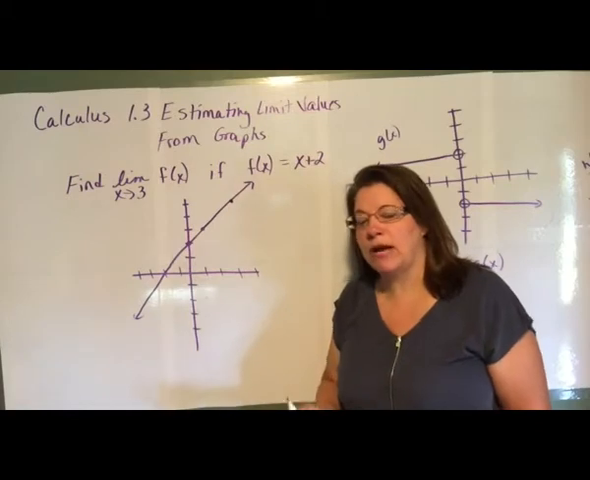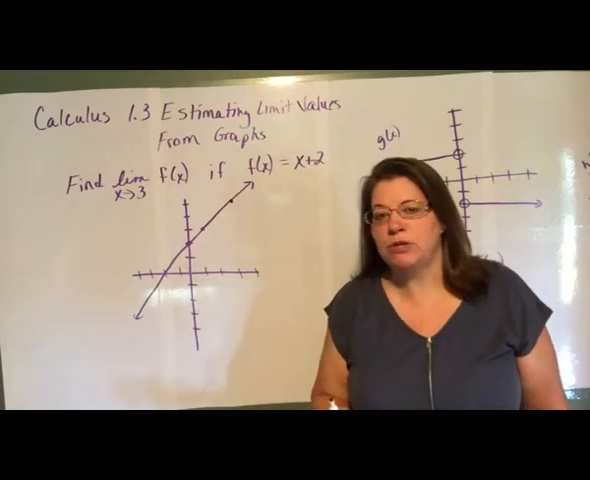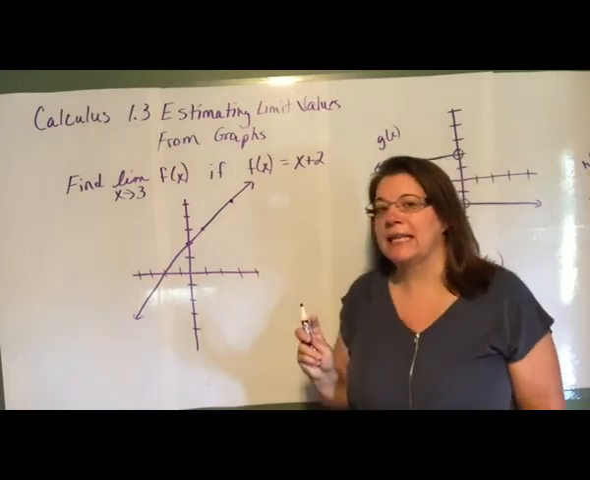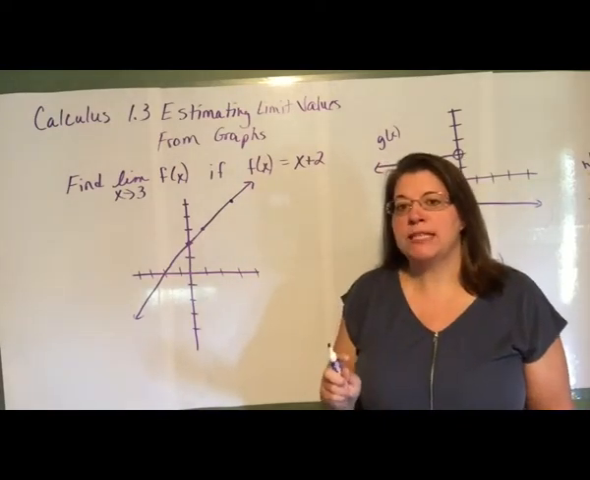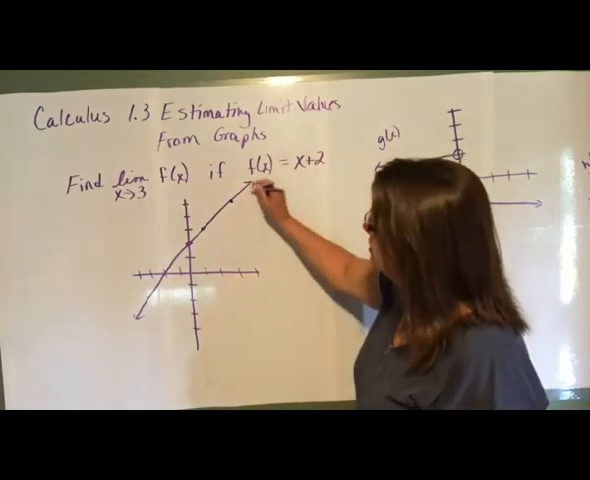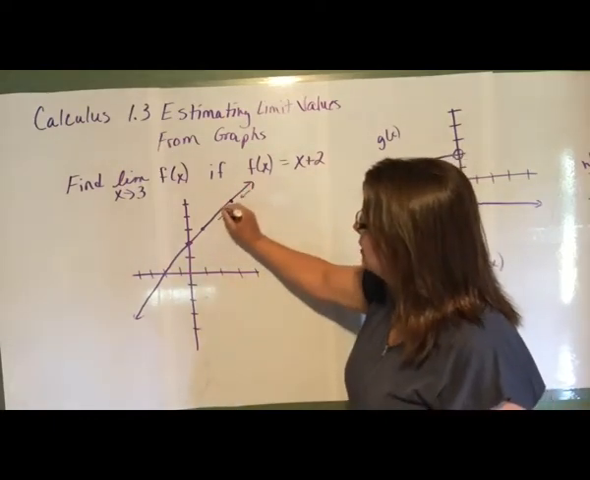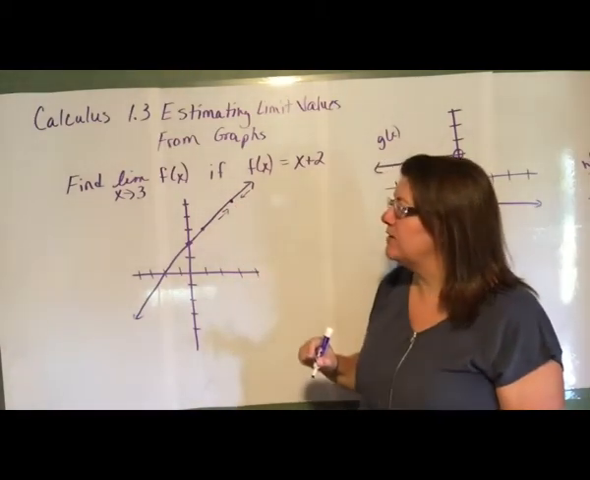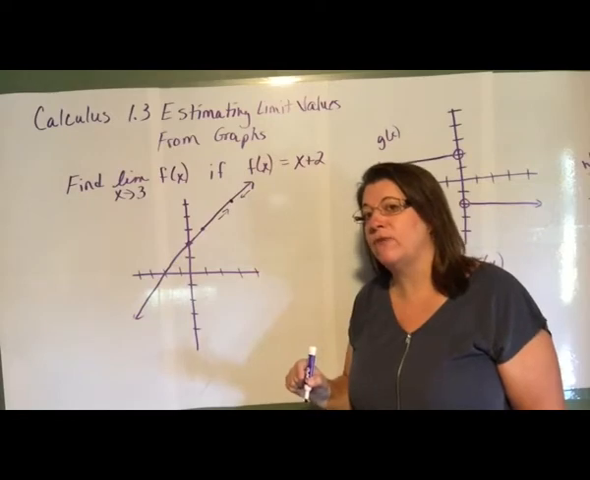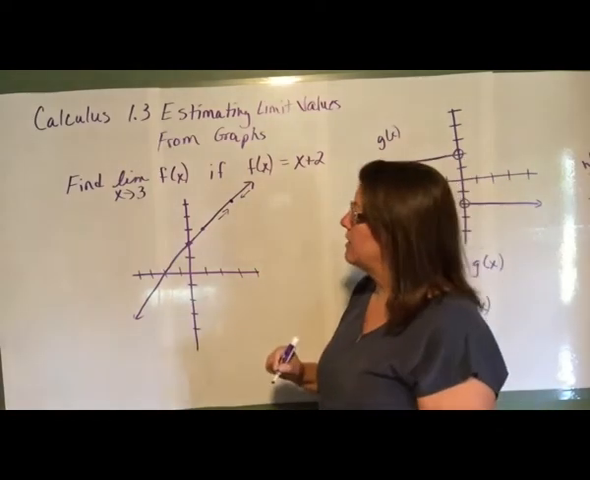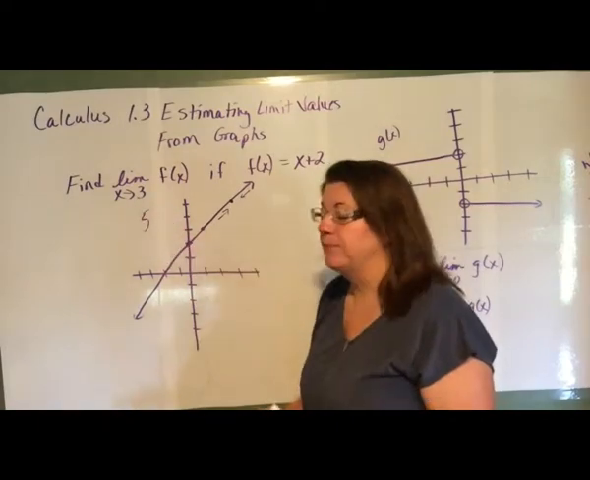that y value is the same in both directions. And that's extremely important when you're dealing with graphs, when you're trying to find limits. It has to approach the same thing from both sides in order for the limit to exist. And in this one, you can see that it does. The y value that this is approaching from the right and from the left is the same. It's approaching the y value of 5. So the limit as x approaches 3 for f of x here is 5.